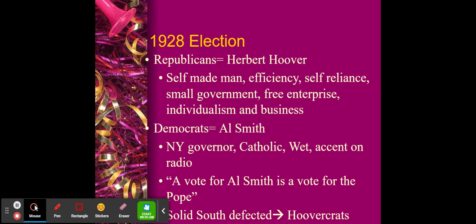The Democrats nominated New York Governor Al Smith. Now, Al Smith, aside from being from New York, was also a Catholic. And also remember that we all now have radios in our homes. And so when Americans are listening to the radio, they hear this man speaking to them with a very thick New York accent. Additionally, there's a lot of discrimination against Catholics in the United States at this time. And so many people are turned off by Al Smith, assuming that if you vote for Al Smith, the Pope over in Vatican City will actually control the United States. Additionally, people didn't like his foreign sounding accent from New York.